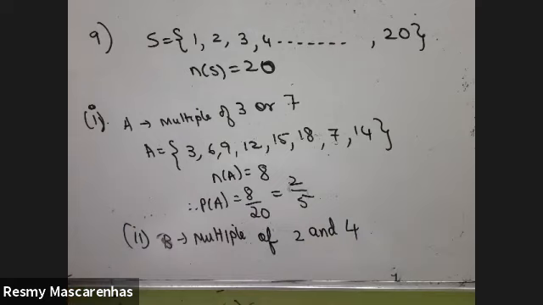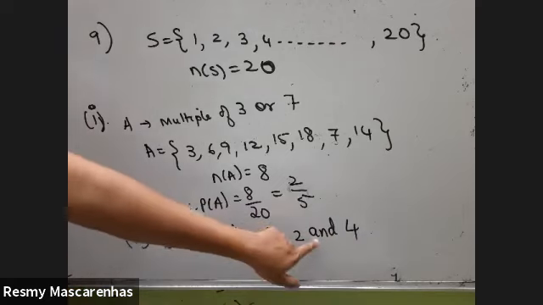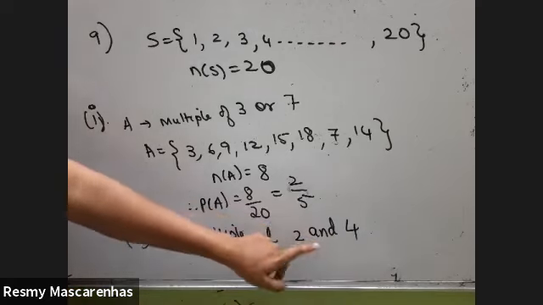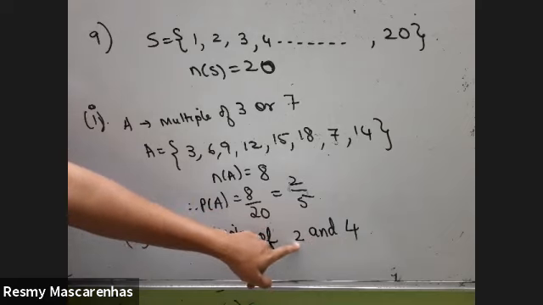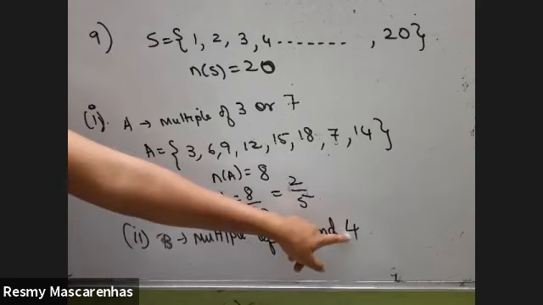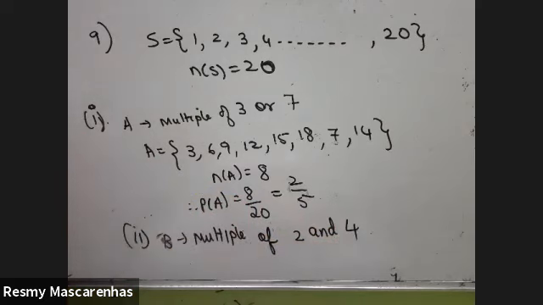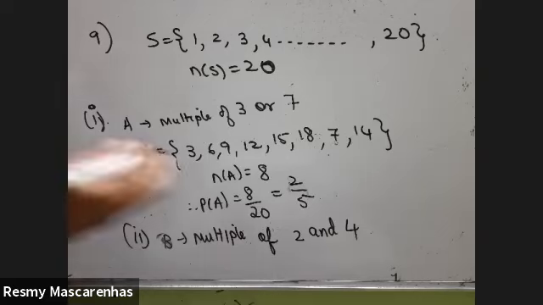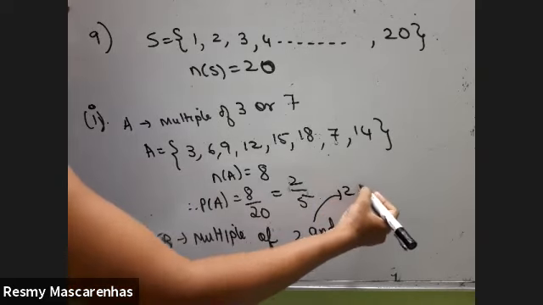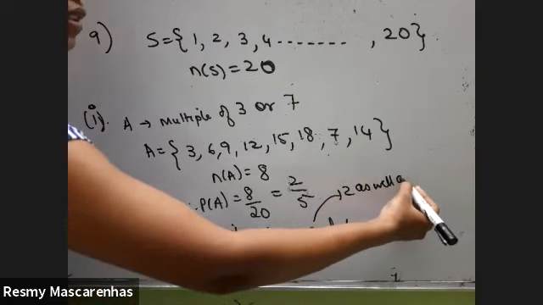If it was "or", you could take 2, 4, 6, 8, 10, 12, and then multiples of 4 also. But now this has to be compulsorily a multiple of 2 as well as 4. How to read it? 2 as well as 4.